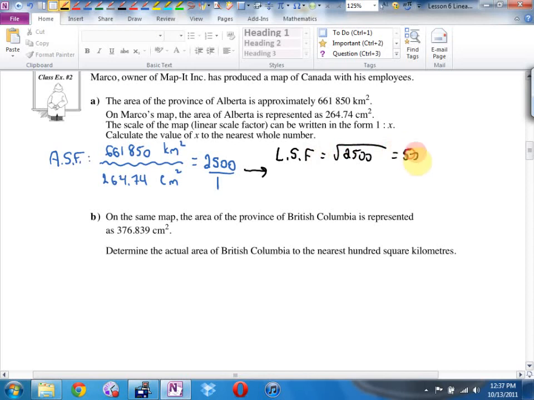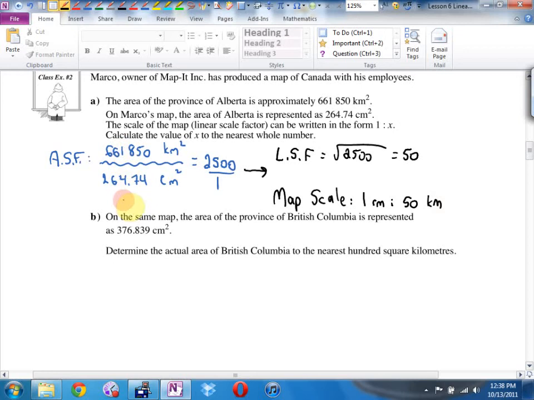So, if they want us to write it as 1 colon x, we would write this. 1, and on the map it was centimeters, colon 50 kilometers. Because in real life it was kilometers. Alex, is that okay? Vaguely, kind of. Okay. We found the area scale factor by going new area divided by old area. If we know the linear, we square it to find the area. If we know the area scale factor, we square root it to find the linear. That's where that came from.